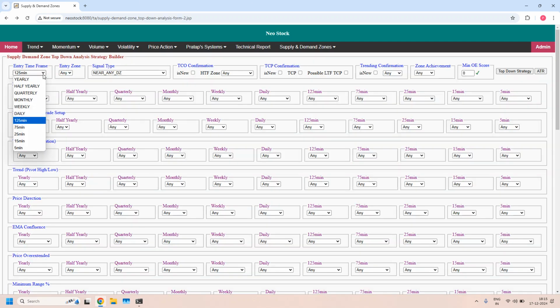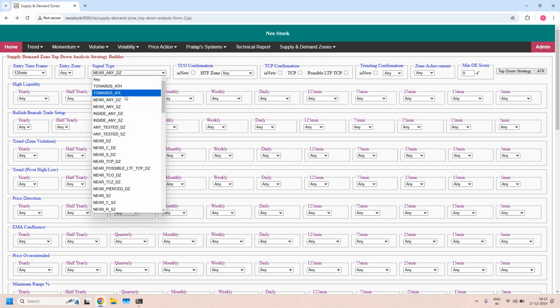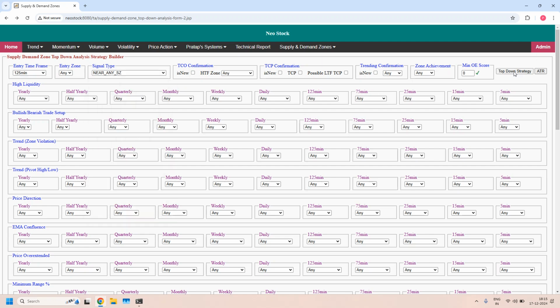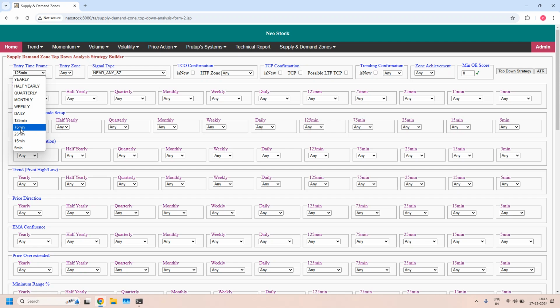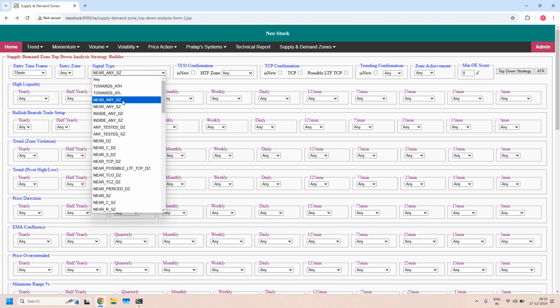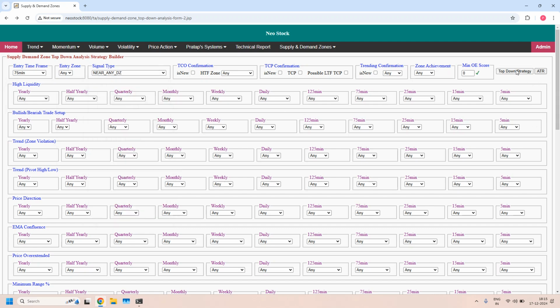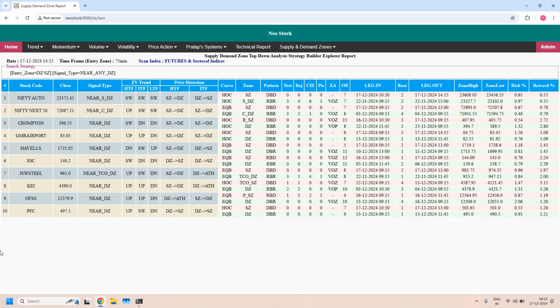Next, 125 minutes time frame, stocks near 125 minutes supply zone, 5 stocks. Okay, the next time frame is 75 minutes. Entry time frame 75 minutes. Let us find the stocks near 75 minutes demand zone. 10 stocks are filtered. Let us identify the high liquidity zones from this list.